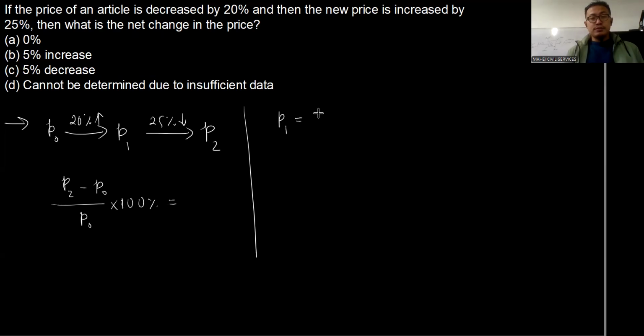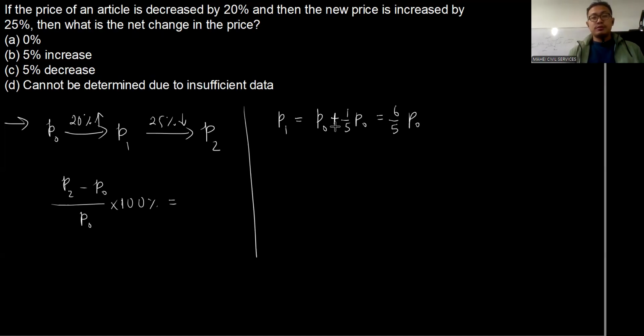If there is a 20% increase, P naught plus 20% of P naught, and 20% is 1 by 5, right? So 1 by 5 times of P naught. Then it becomes 6 by 5 times of P naught.